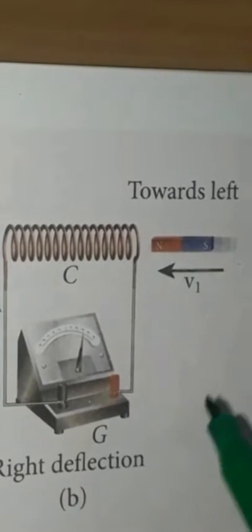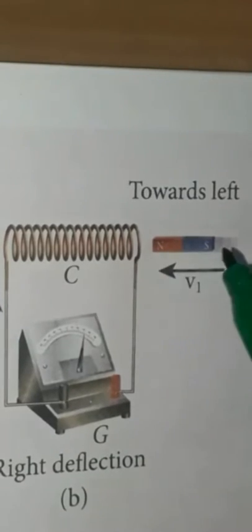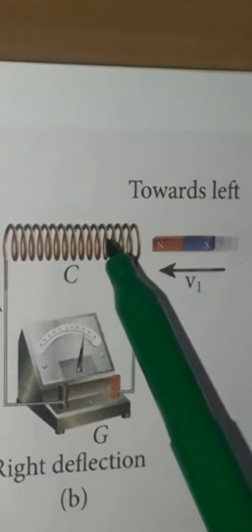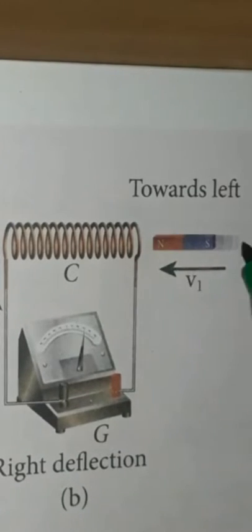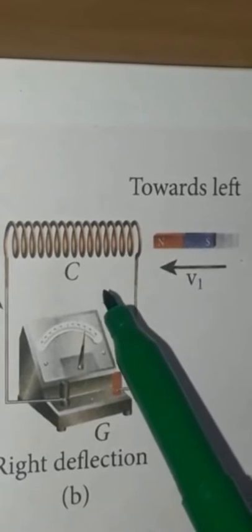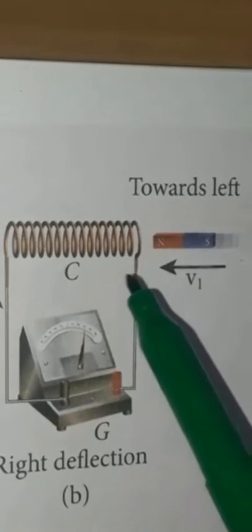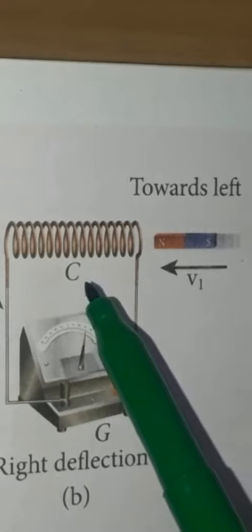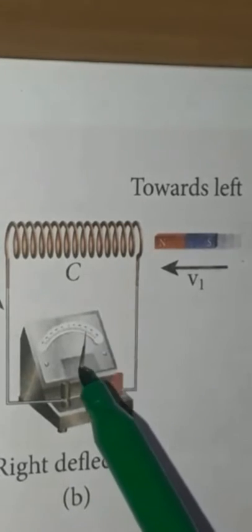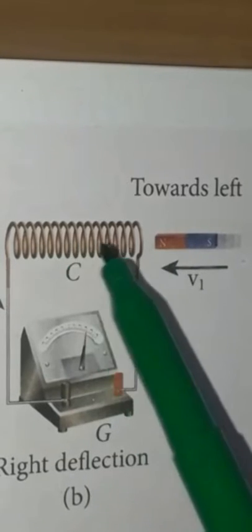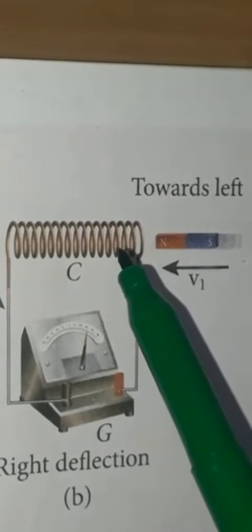This is the second diagram. The magnet moves towards the left side. When it moves towards the left side, the magnetic field lines connect with the copper coil. What will happen? When the magnetic field lines connect with the copper coil, it produces an induced current.